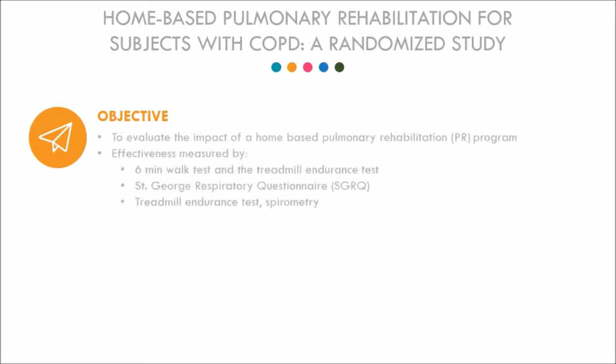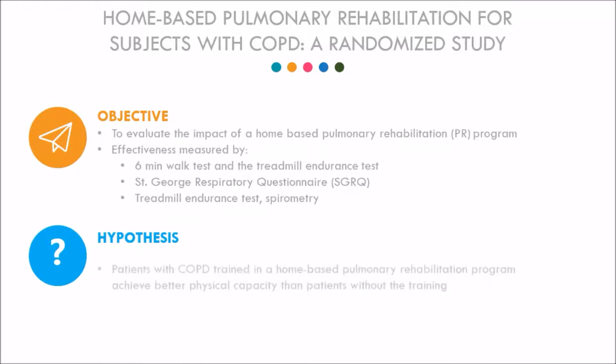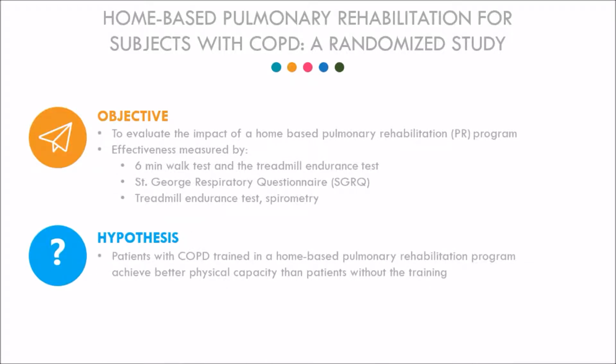The title of the study chosen is Home-Based Pulmonary Rehabilitation for Subjects with COPD, a randomized study. The effectiveness of the rehab was measured by using the 6-minute walk test, St. George Respiratory Questionnaire, treadmill endurance test, and spirometry. The hypothesis of the experiment was that COPD patients using a home-based pulmonary rehabilitation program will achieve greater physical capacity than patients without the training exercises.